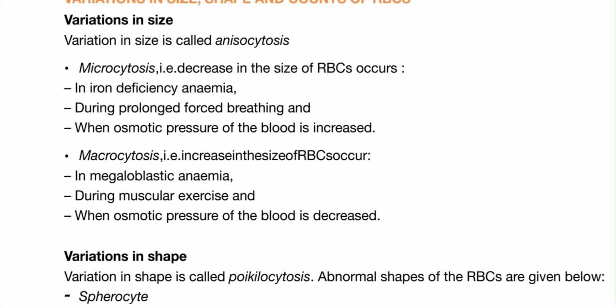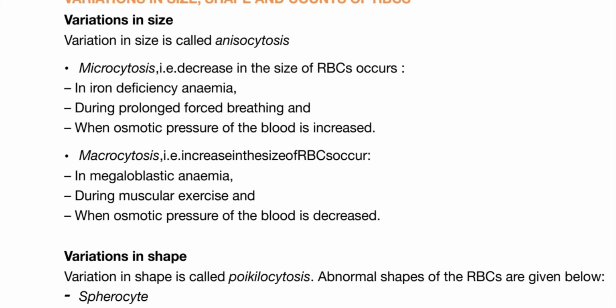Now we will discuss variations in size, called anisocytosis. Microcytosis is a decrease in the size of RBCs, and macrocytosis is an increase in the size of RBCs. Only two possibilities are there: the size can increase or decrease. Decrease in the size of RBC is mainly due to iron deficiency anemia, during prolonged forced breathing, and when osmotic pressure of the blood is increased.